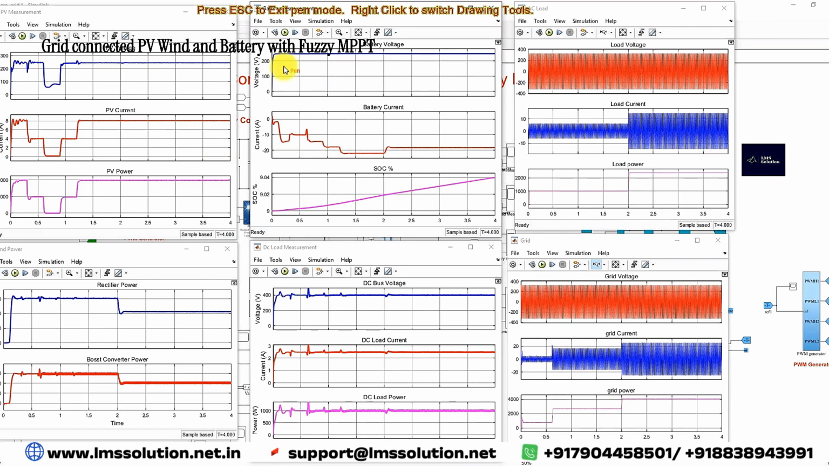Next I will explain the rectifier power and the boost converter power. That means the rectifier power of the energy conversion. Initially the wind speed is 12 meters per second, so here we are getting around 3000 watts.